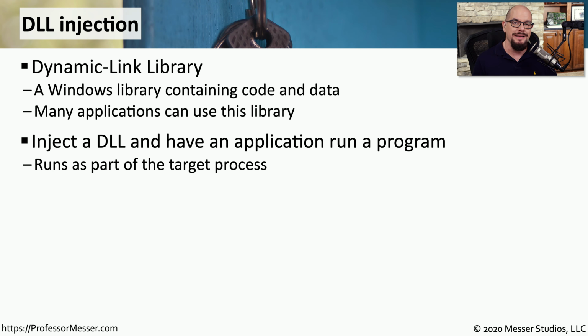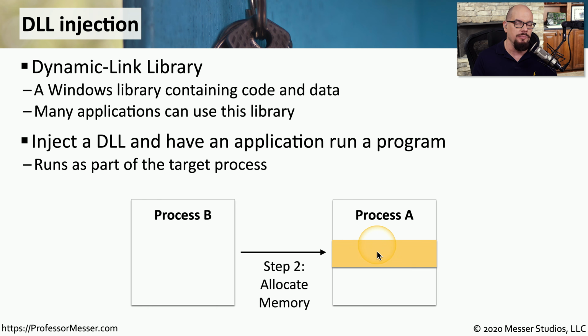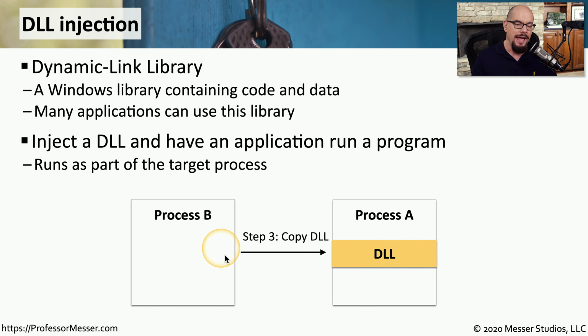Another type of injection is a DLL injection. This is a dynamic link library, and a DLL injection is a way to inject some code into an application to have that application execute the code for us. In this DLL injection example, we have two processes, a process B that is the attacker and a process A that is the victim. Process B is going to attach to that first process, allocate some memory for this DLL library, and then copy the DLL into process A.